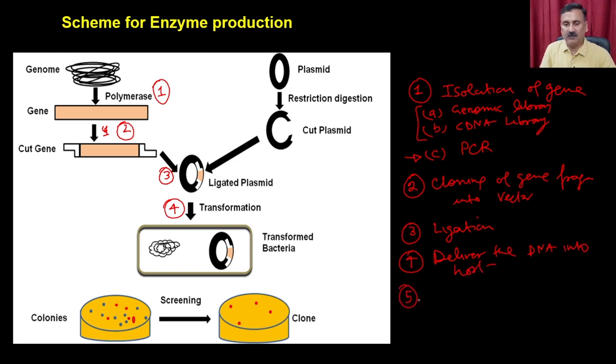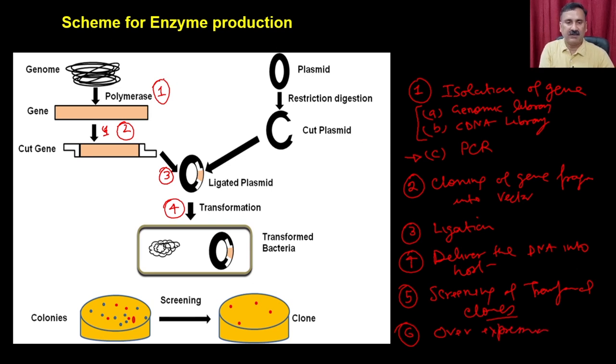Then in step 5, you are going to screen these transformed clones. And in step 6, you are going to check the overexpression. So far we have discussed step 1, step 2, step 3 and step 4. In the subsequent lecture, we are going to discuss steps 5 and 6, where we will first discuss how to screen the transformed clones, the clones where the DNA has been delivered. And then lastly, we will discuss the different methods to induce protein production.